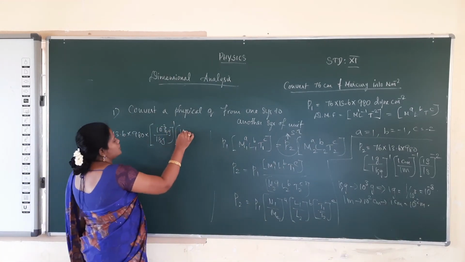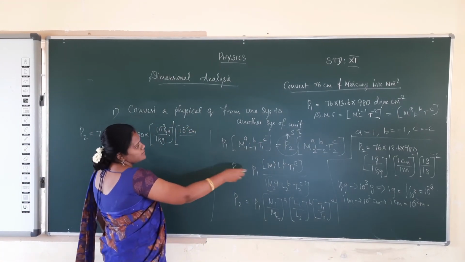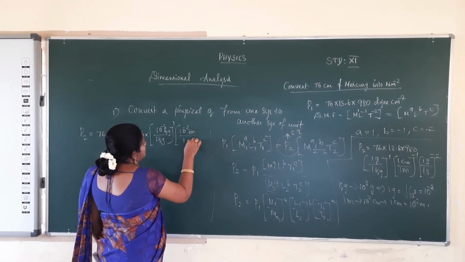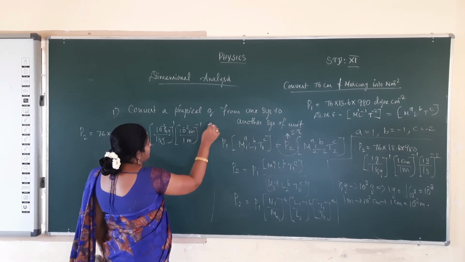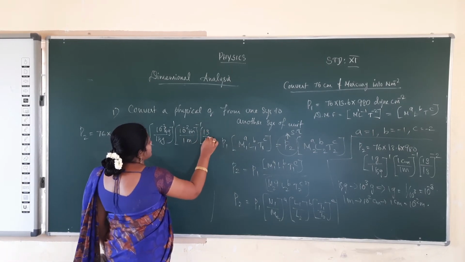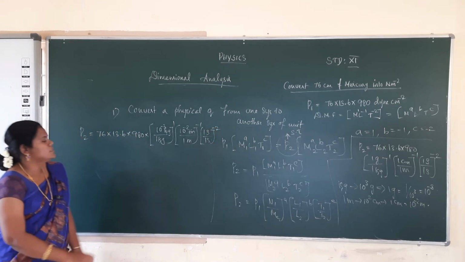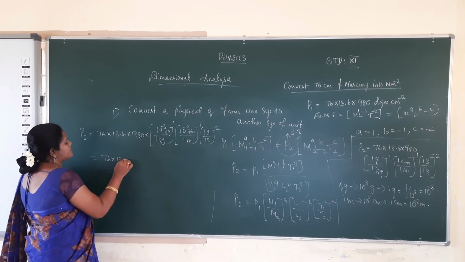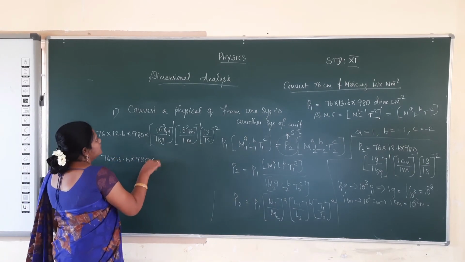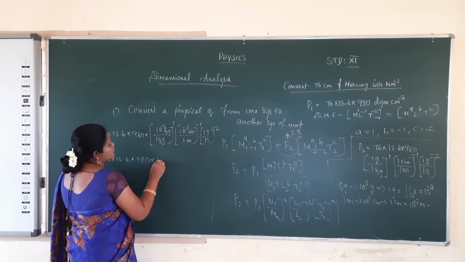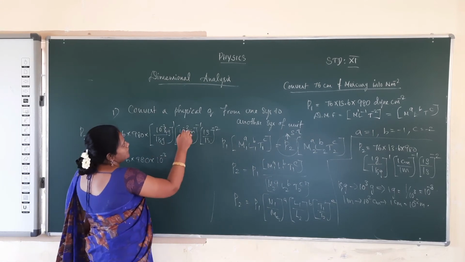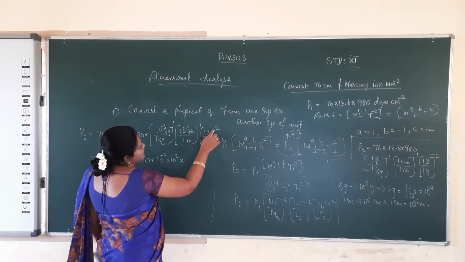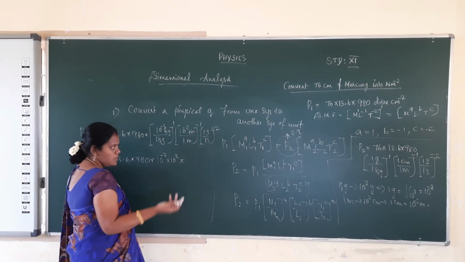So 10 power -2 meter by 1 meter, the whole power -1, then 1 second by 1 second, the whole power -2. Clear? So next we will substitute 76 into 13.6 into 980 into 10 power -3, the whole power 1. So 10 power -3 just, and then 10 power -2 into -1, 10 square into 10 power 1 by 1. What's the use?